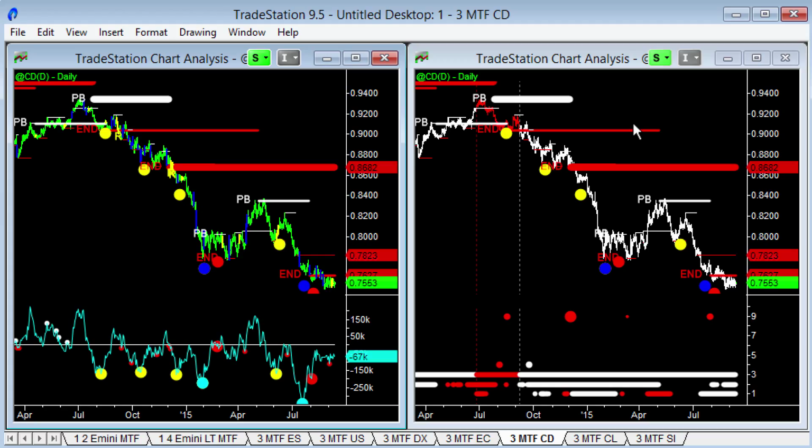While we've had strength in the euro and the British pound, the commodity currencies like the Canadian dollar and the Aussie dollar have just been absolutely smoked. I don't have a chart of the Brazilian real, but I imagine it's a similar type pattern.